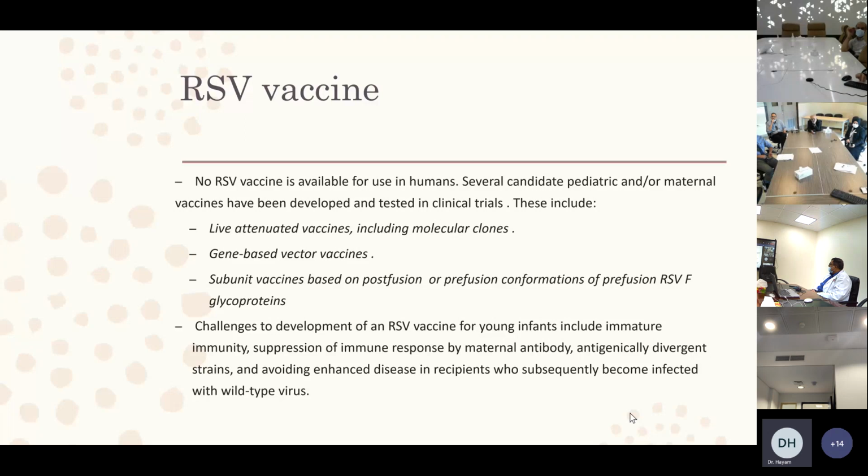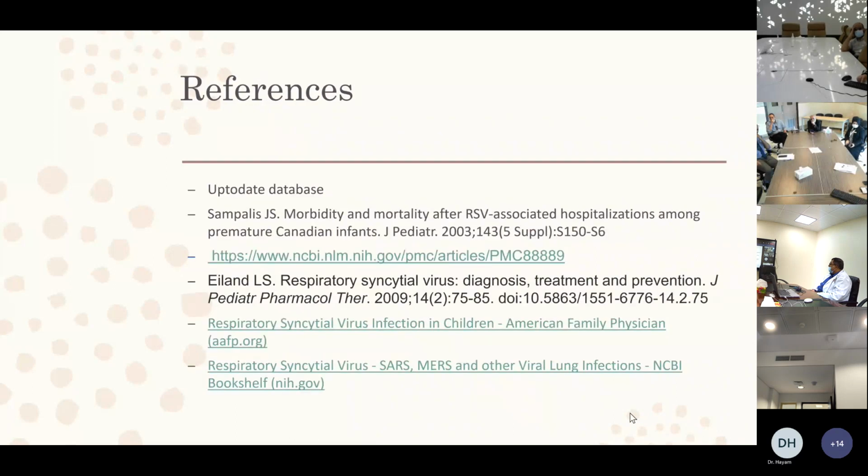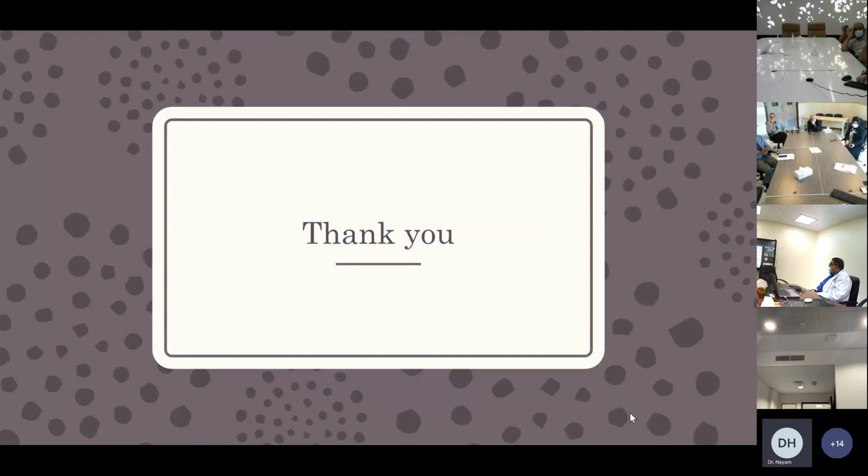So, conclusion. Next slide. RSV is the most important cause of respiratory infection in premature infants, especially those with chronic lung disease. To minimize the illness caused by RSV, they should receive the prophylaxis. To prevent RSV illness, families have to be cautious and counseled about prevention measures. Also, if you're giving the RSV vaccine, it's recommended to give the influenza vaccine for very low birth weight infants who are older than 6 months. These are my references. Next slide. Thank you.